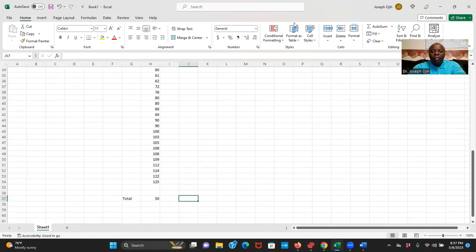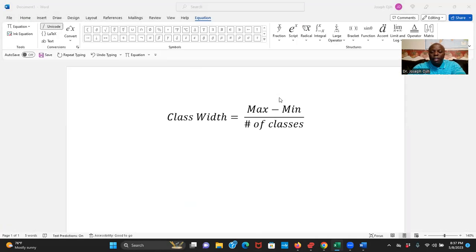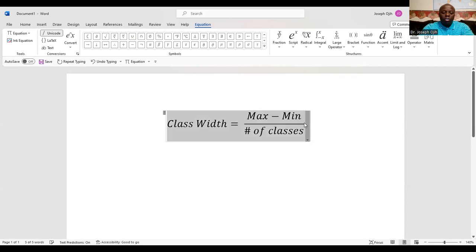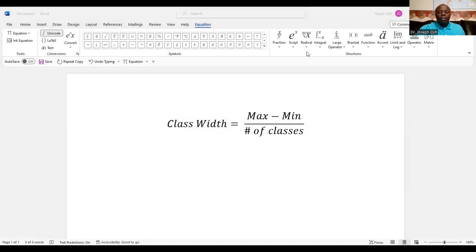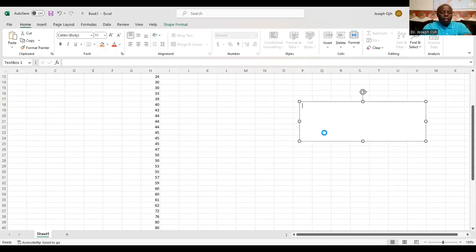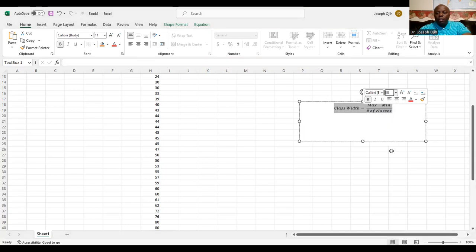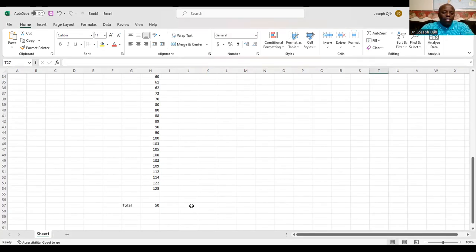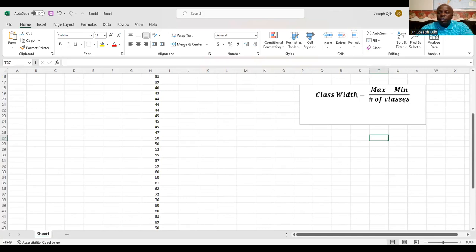Now the class width, I have the formula here. Let me just copy the formula and paste it on Excel so that we can go from there. Okay, I copied the formula. I'll take you to Excel. I'm going to paste it somewhere in Excel so that we can use it. Now the formula right here, I'm going to make it bold and big. Good. So now you have this.